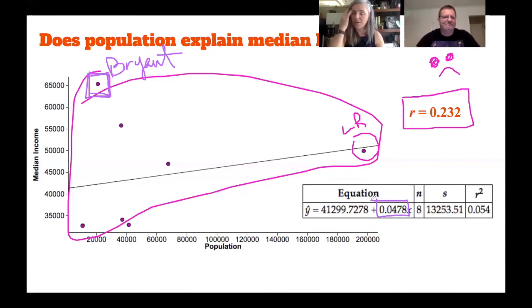Although, guys, understand, this is an average rate. If a doctor moves in town, your average income might go up by more than 4 cents. Right? If a school teacher moves in town, your average income is potentially going to decrease.